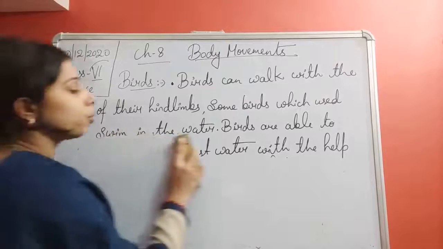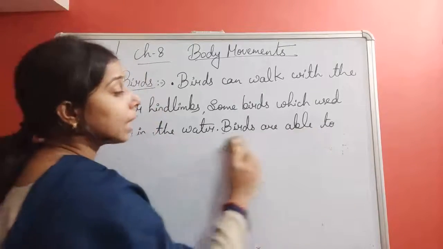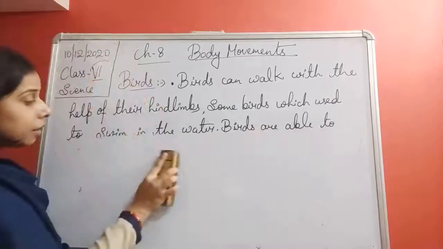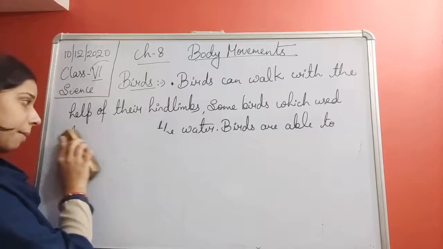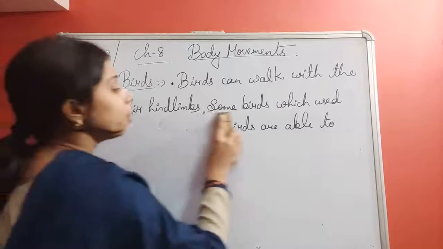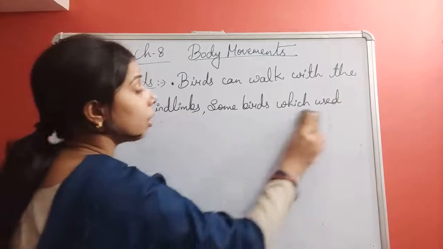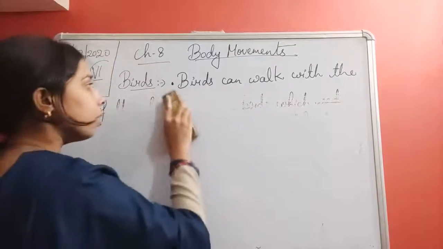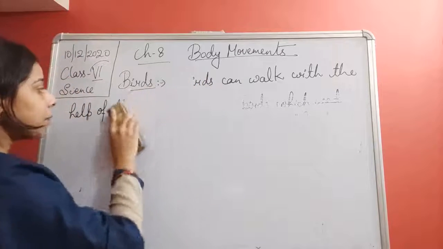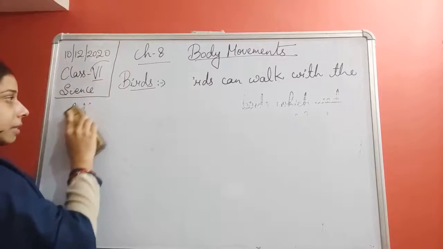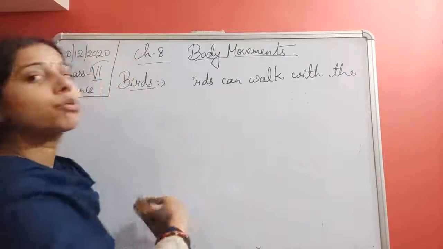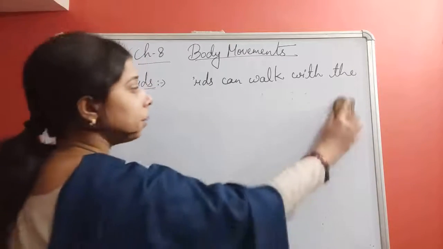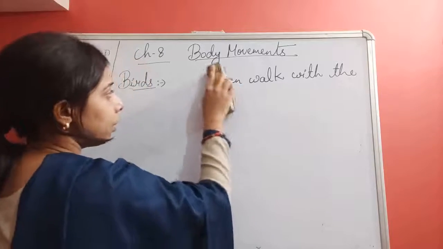Let me remind you, students, what we had discussed. We are discussing the movement that occurs in animals. We already discussed the cockroach, and here we are discussing movement in birds. Now birds are of different types. Some birds move by legs. Most of the time when we talk about birds, we say they fly, but there are birds which also swim in the water.